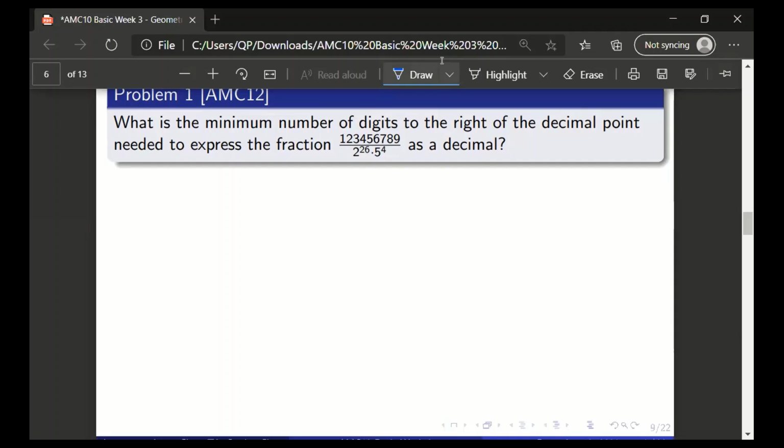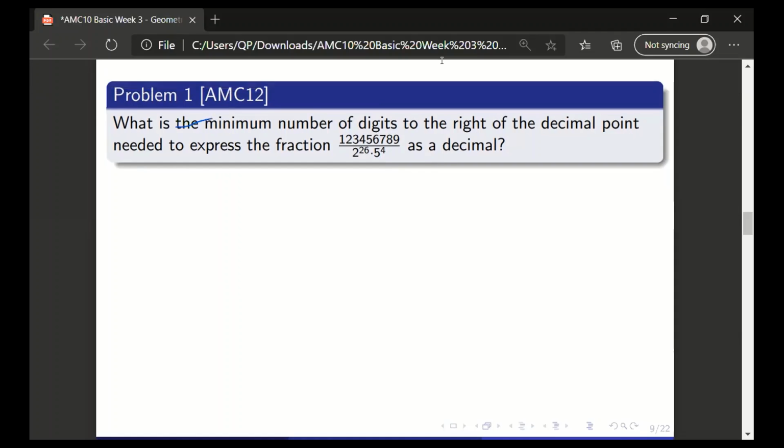Okay, so I'll start going over this now. Sorry. So you want to find the minimum number of digits to the right of the decimal point when this is written as a decimal.